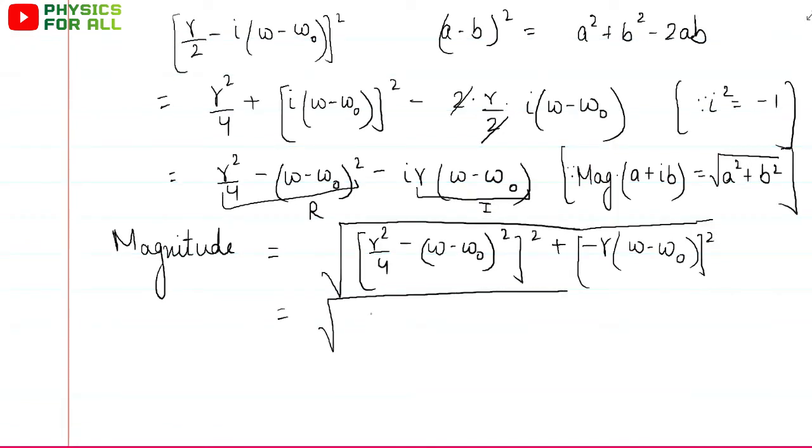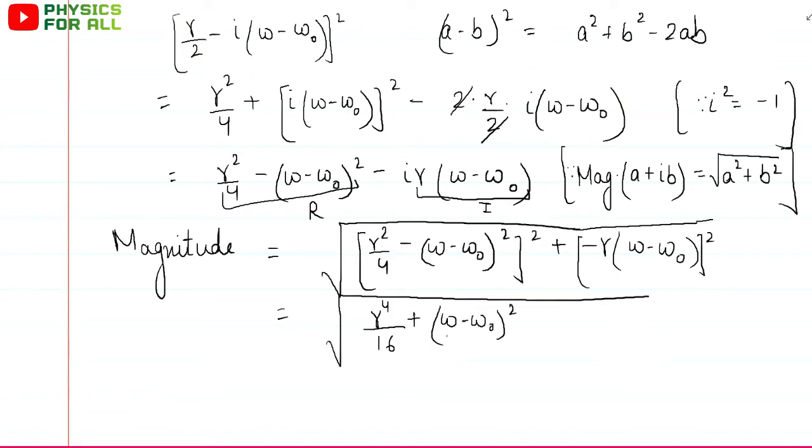Now let's open the brackets and expand it. Let me write it properly. Square root. Now this is gamma square by 4, so this will become gamma 4 upon 16. This is again (a minus b) whole square, so a square plus b square minus 2ab. So a square plus (omega minus omega naught) whole square. No need to open this, as this is again a (a minus b) whole square, but we need not open this. And then minus 2ab. So this would be 2 into gamma square upon 4 into (omega minus omega naught) whole square.